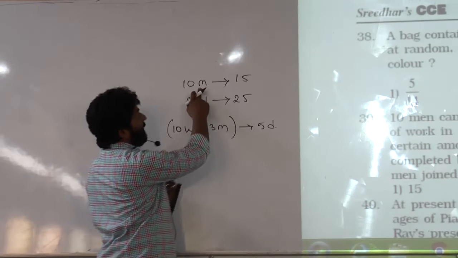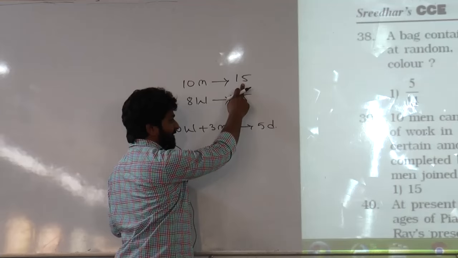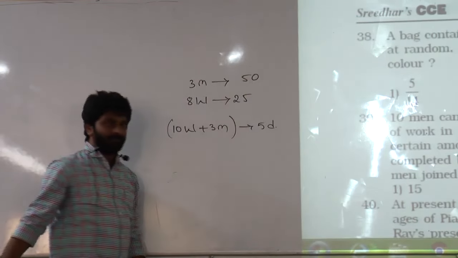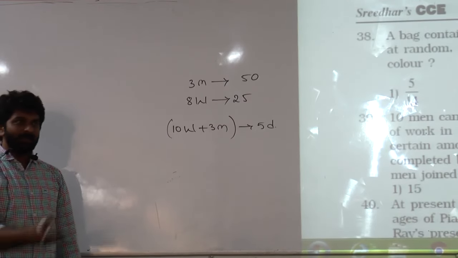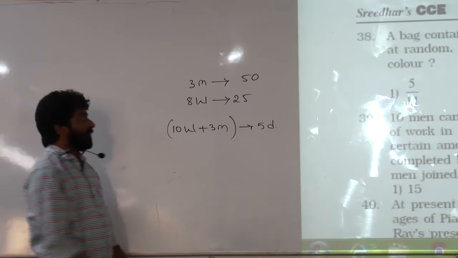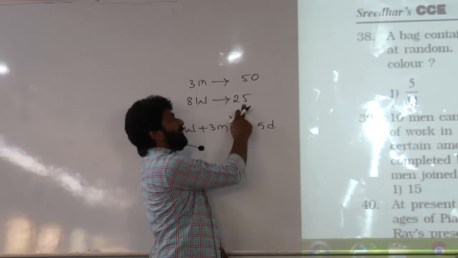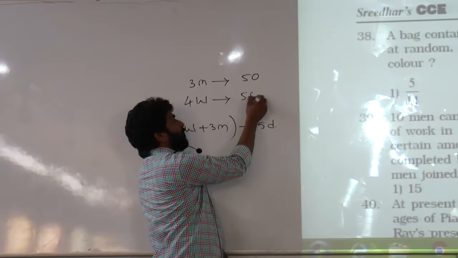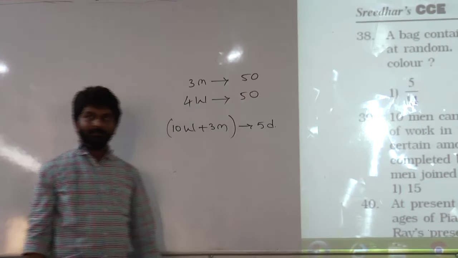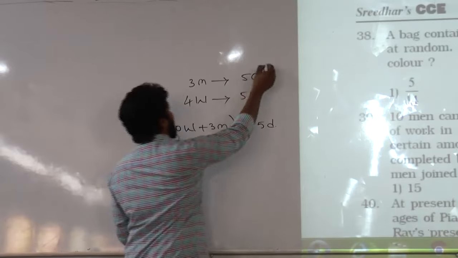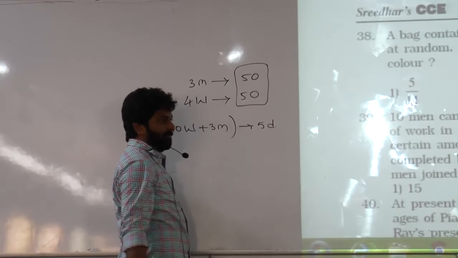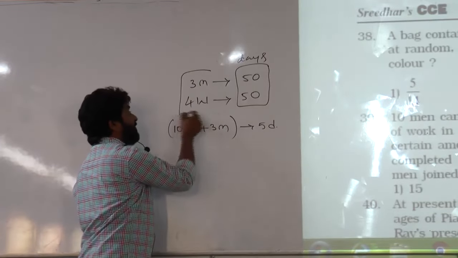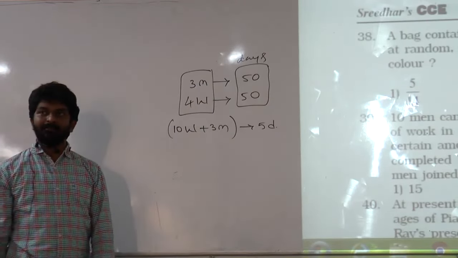Now, if 1 man can complete the work in 150 days, 3 men can complete the work in 50 days. If 8 women can complete the work in 25 days, 4 women can complete the same work in 50 days. Yes or no? I have the same number of days here. So the efficiency of 3 men will be equal to the efficiency of 4 women.